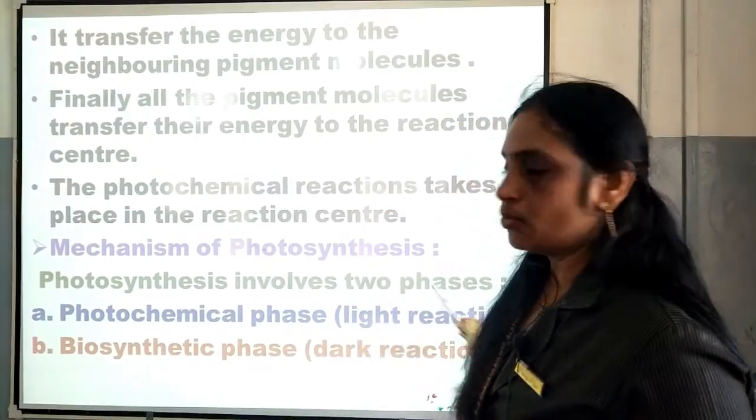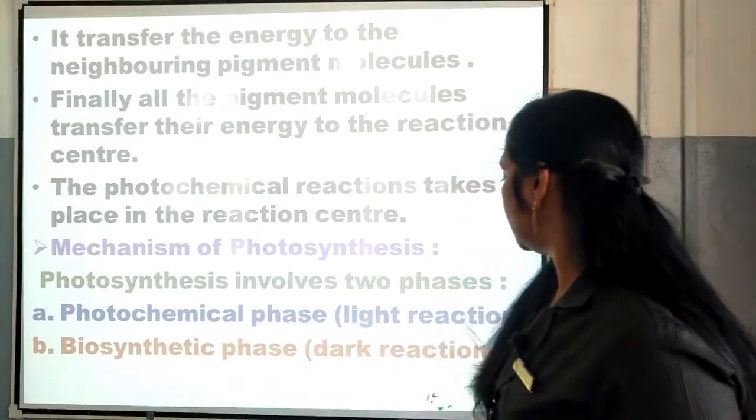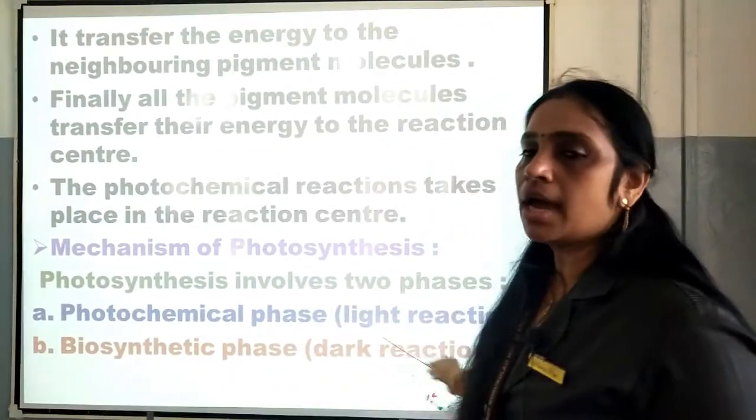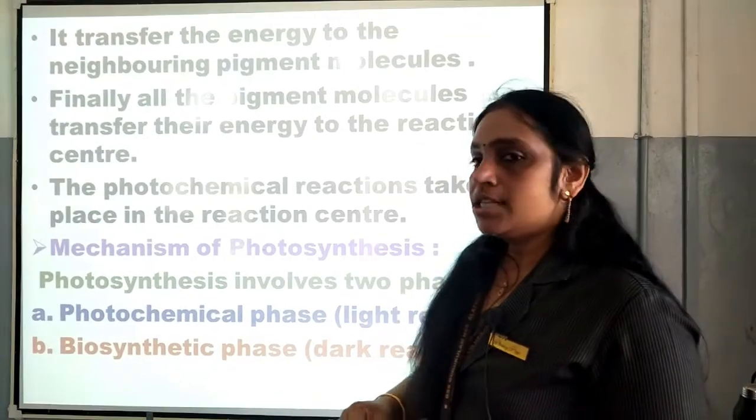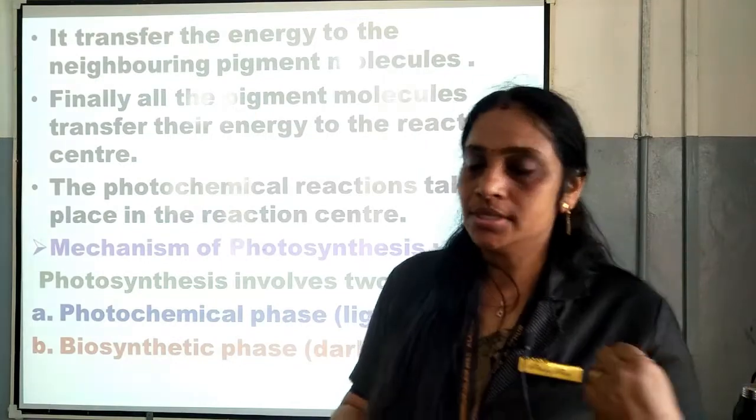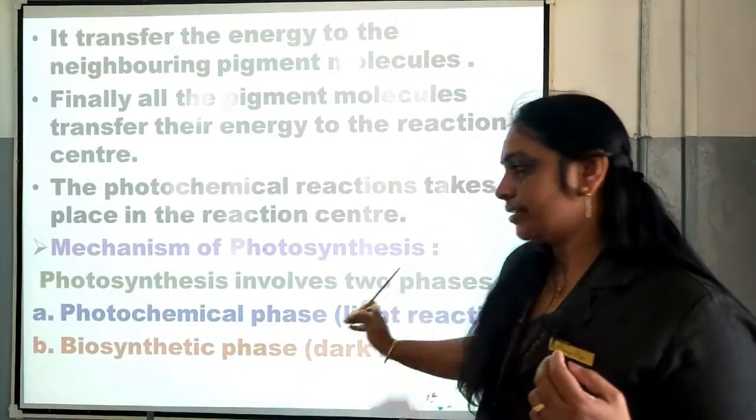Photosynthesis involves two phases. One is the photochemical phase, which is known as light reaction. The other one is the biosynthetic phase, that is called dark reaction. Understood? So the mechanism of photosynthesis involves two reactions, dark reaction and light reaction.